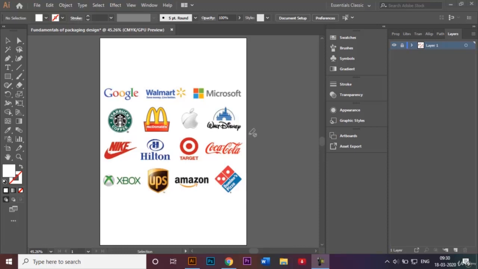The second fundamental of packaging design is that perception is the key to interpreting and understanding. Great design requires creativity and imagination. All creativity begins with perception as well.